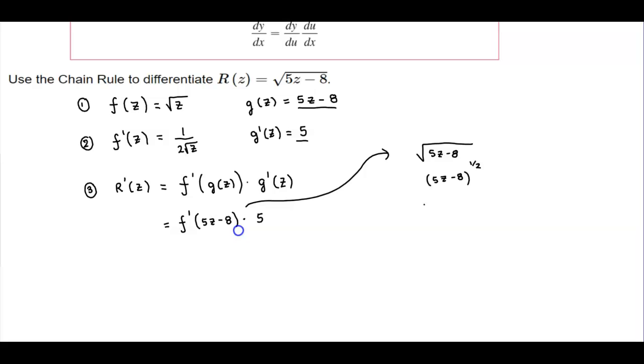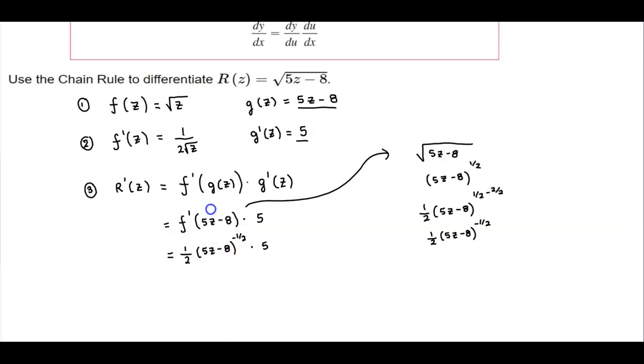And then when we find a derivative of that, it's going to be 1/2 times 5z minus 8 to the 1/2 minus 1, which is 2/2. So we end up getting 1/2 times 5z minus 8 to the negative 1/2. So over here, we're going to end up with 1/2 times 5z minus 8 to the negative 1/2 times 5.